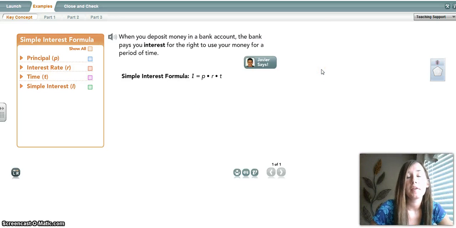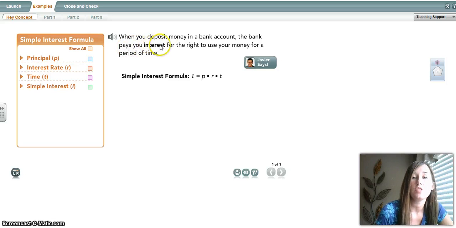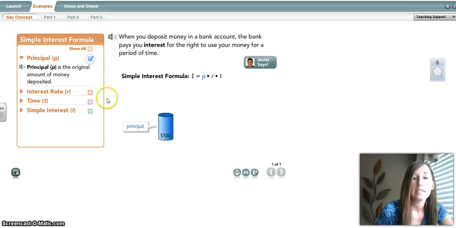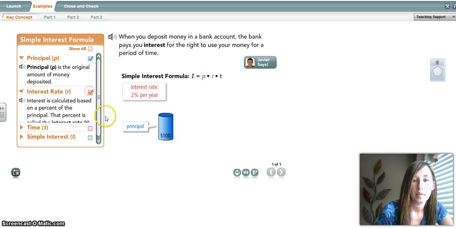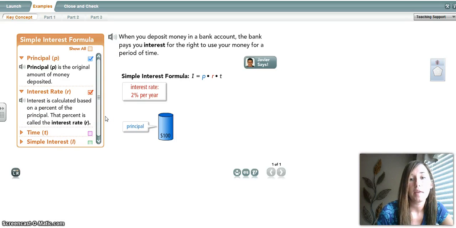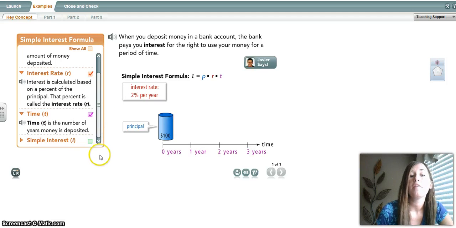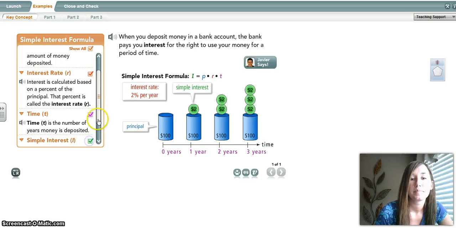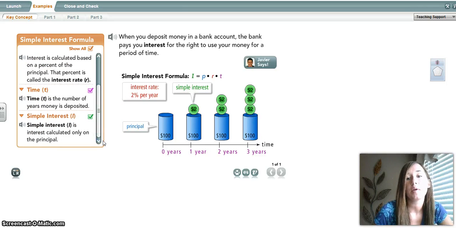During this lesson, we will learn about another application of percents, simple interest. When you deposit money in a bank, the bank pays you interest for the right to use your money for a period of time. To calculate simple interest, we take P times R times T, where P stands for the principal, which is the original amount of money deposited. R stands for the interest rate, like maybe 2% per year. T stands for the number of years the money is in the bank. And I stands for the simple interest.